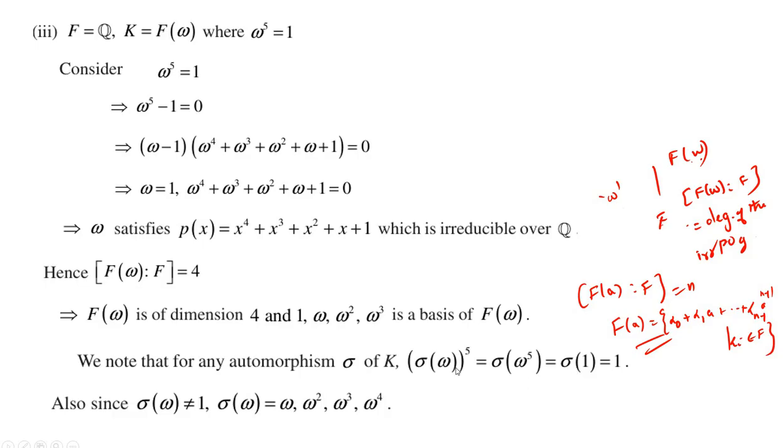So you have sigma of omega power 5 to be 1. So sigma of omega cannot be 1, because 1 is taken to 1, sigma is bijective. So you cannot have sigma of omega to be 1. So what are the possibilities for this? It can be omega, omega square, omega cube, or omega power 4. So once you have sigma of omega power 5 to be 1, these are the possibilities.